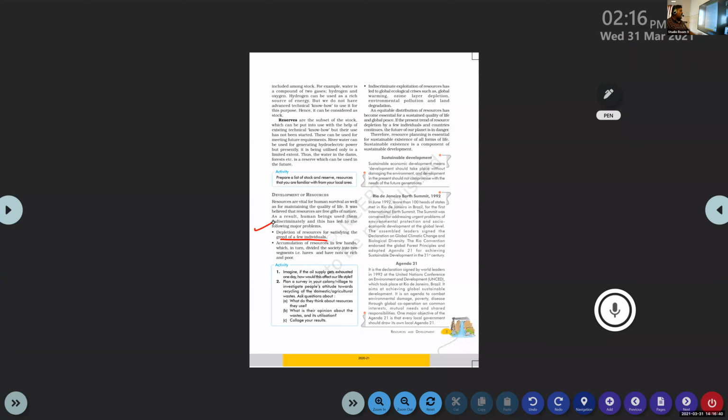Second one, accumulation of resources in a few hands, which in turn divided the society into two segments, haves and have nots, or rich and the poor. So only some people utilizing the resources will divide the society. How will it divide the society? Some people are using the resources, so they are able to make money. So the society will divide into two groups, the haves and have nots. I mean, the rich and the poor people.